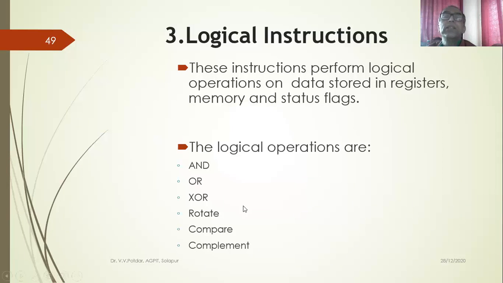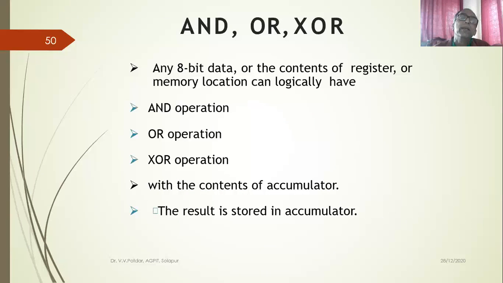The third set of instructions is logical instructions. These instructions perform logical operations on data stored in registers, data stored in registers or memory, or status flags. The logical operations, which we have already seen, are AND, OR, XOR, rotate, compare, complement. We'll see each one separately. AND, OR, XOR: any 8-bit data or the contents of a register or memory location can have an AND, OR, or XOR operation performed with the contents of the accumulator. The result is stored in the accumulator.